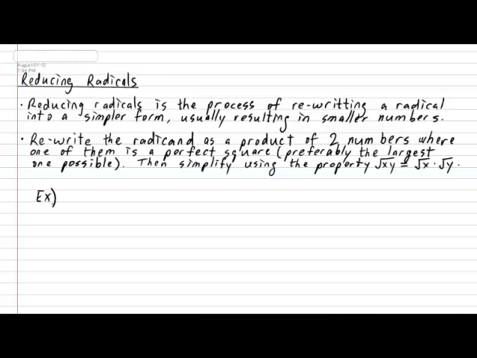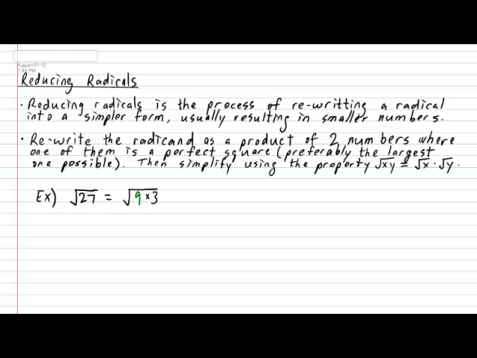Suppose I ask you to reduce the following: square root of 27. Well, what we want to do is rewrite the 27 as the product of two numbers where one of them is a perfect square. A bit of mental work will help you figure out that 27 can be rewritten as 9, which is a perfect square, times 3, and the other number will not be a perfect square.